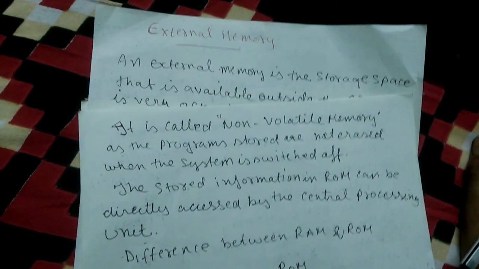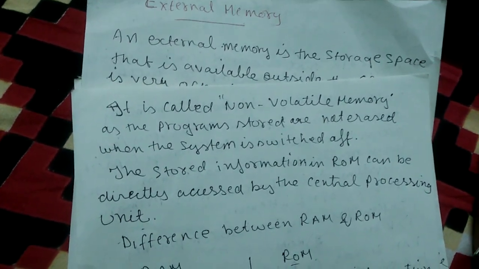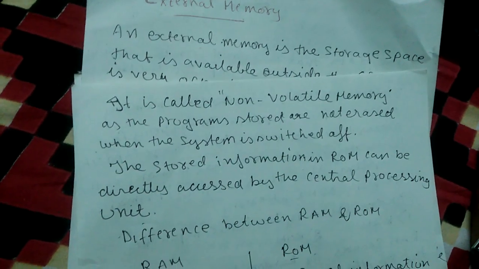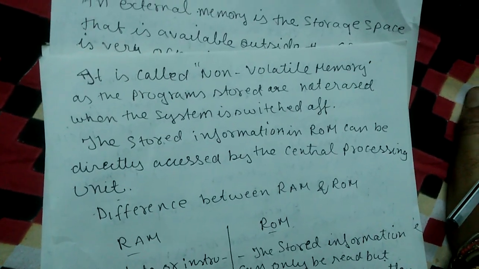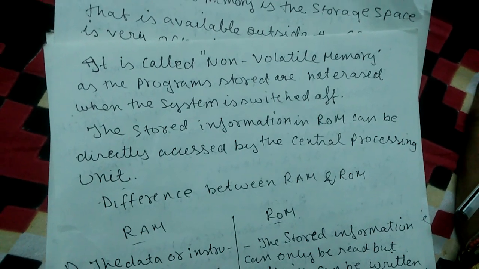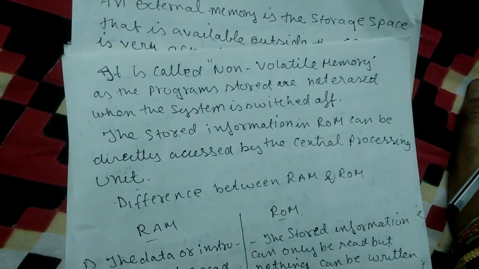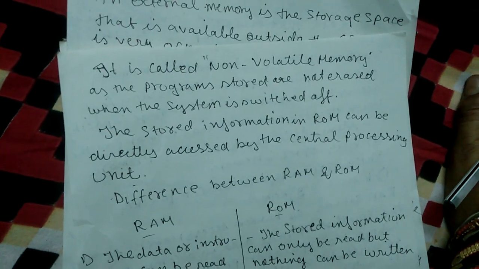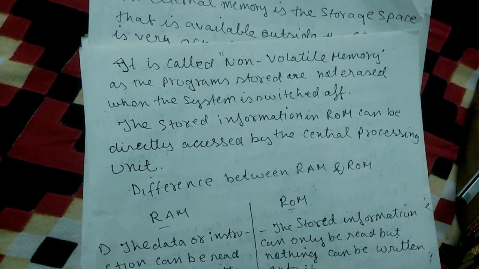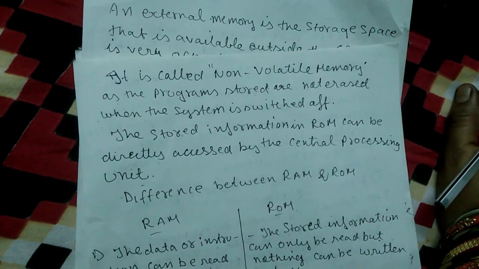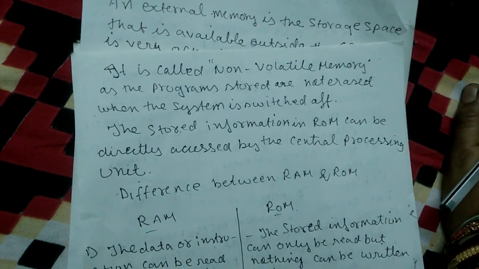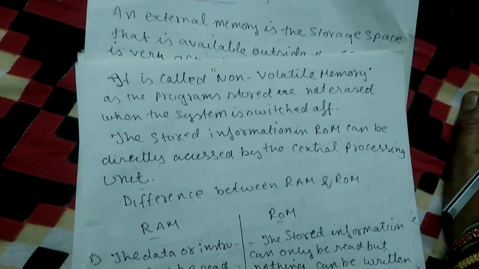ROM is called as non-volatile memory as the programs stored are not erased when the system is switched off. The stored information in ROM can be directly accessed by central processing unit. So ROM, once again I am repeating, it's called as non-volatile memory because even when the computer is switched off, data is not erased. The data remains in the memory.